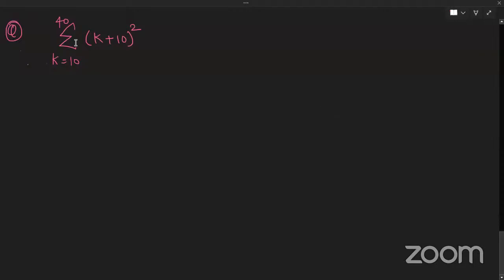So it is asking me k plus 10 whole square. K is going from 10 to 40. So in other words, it is asking me 20 square plus 21 square plus 22 square, so on up to 50 square. Fine. This is what it is asking me, right?